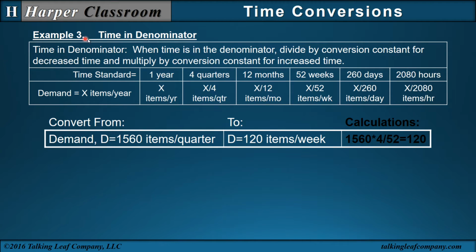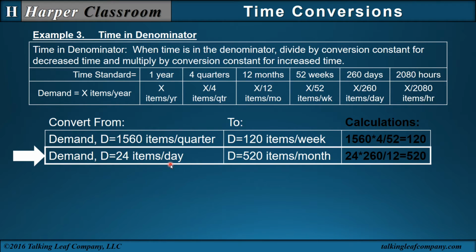Example 3. Let's combine these two together. So if I want to convert 1,560 items per quarter to 120 items per week, I highly recommend transforming quarters to years and then transforming years back to weeks. For example, if I want to transform quarters to weeks, I transform quarters to years by multiplying by 4, and then years back to weeks by dividing by 52. This procedure I have found to lower the likelihood of making mistakes. Next, to transform items per day to items per month, I transform days to years by multiplying by 260, and then years back to months by dividing by 12.